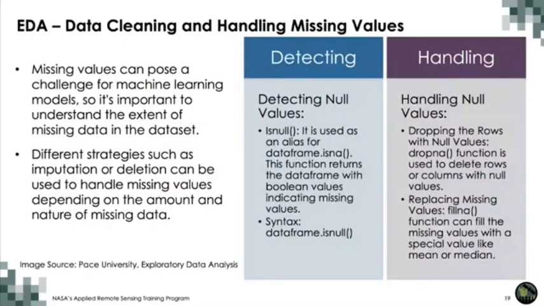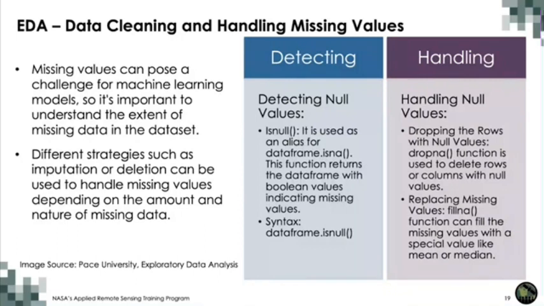After understanding the data types, the next step in EDA is to clean and pre-process the data. Missing values can pose a challenge for machine learning models, so it's important to understand the extent of missing or null data in the data set we're working with. This includes handling missing values, removing duplicates, and dealing with outliers.